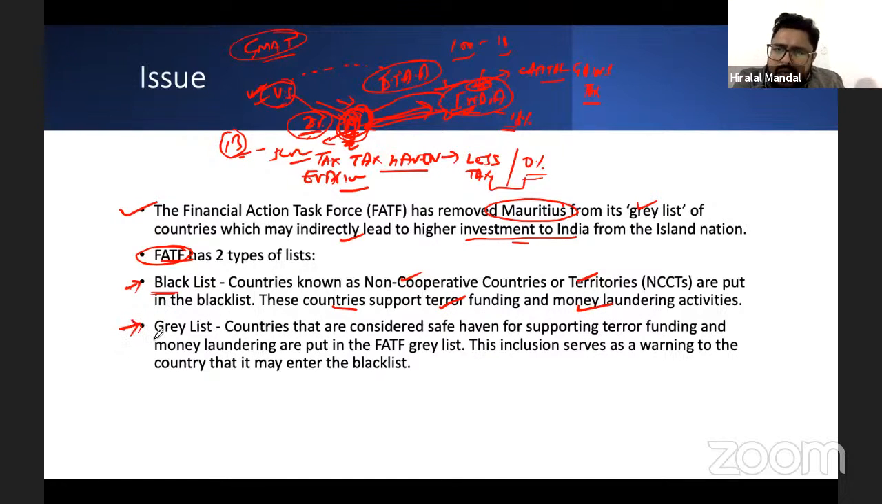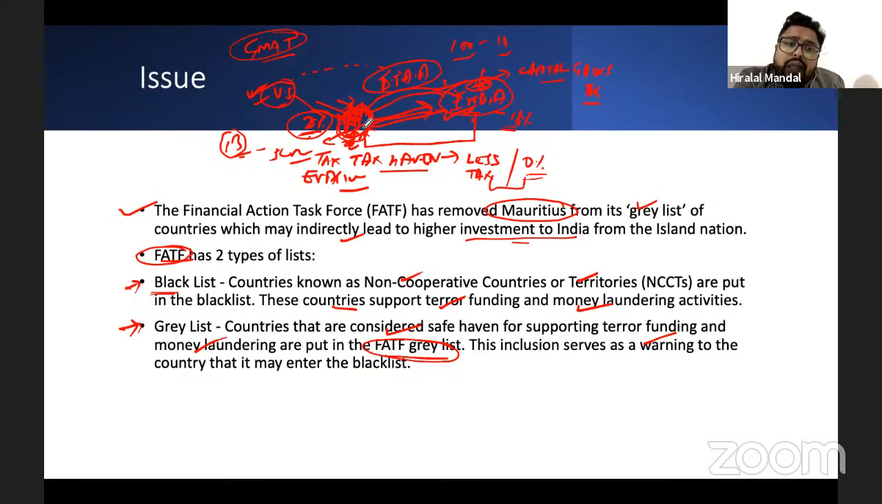Whereas the gray list is less harsh. The countries which are considered a safe haven, not proved, but considered a safe haven for supporting terror funding or money laundering activities, are put under the gray list. Now, Mauritius is also considered a safe haven for money laundering. Why? Because in many cases black money from India goes to Mauritius, they set up their companies there, and from there they route their funds back to India. That is known as round tripping. So this is how the funding happens, and Mauritius is considered a safe haven for money laundering.